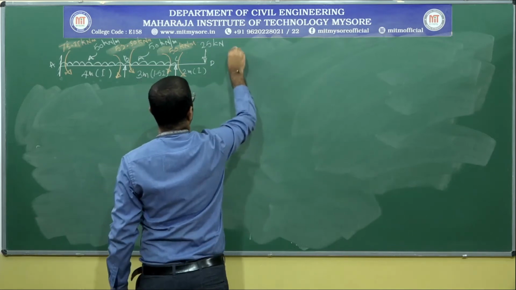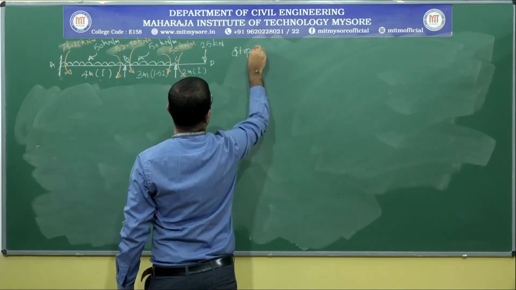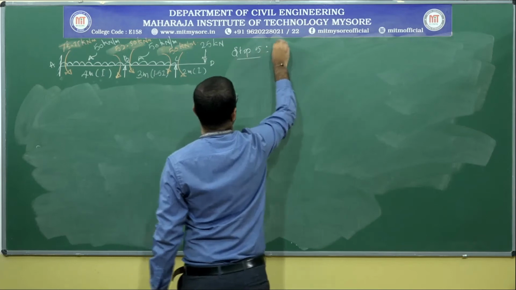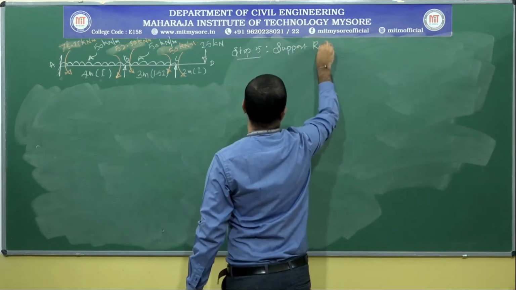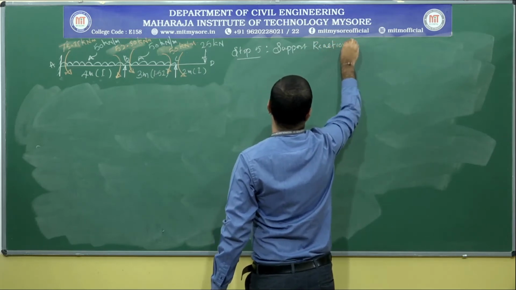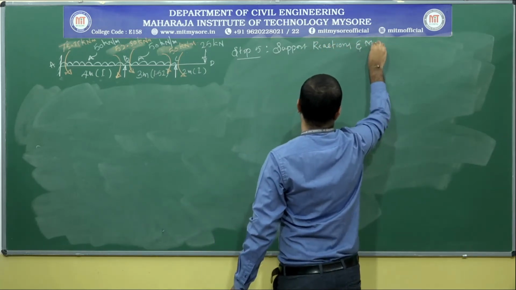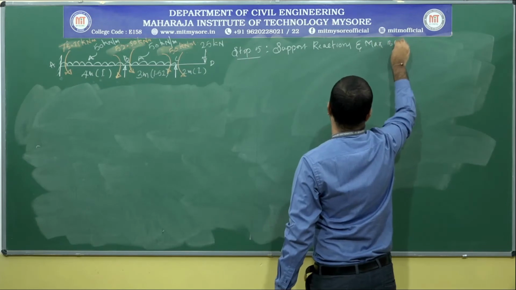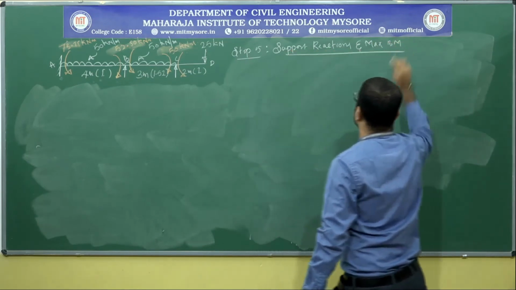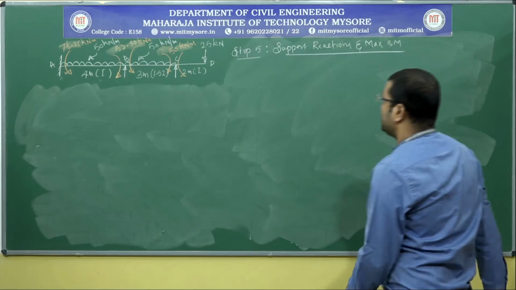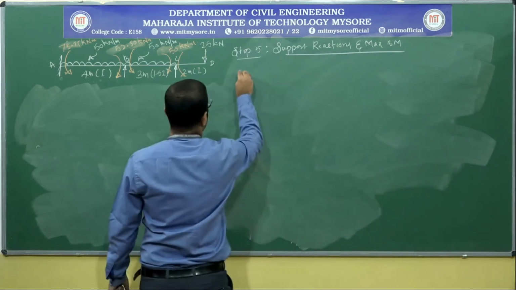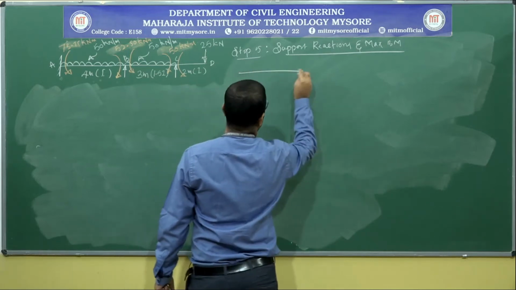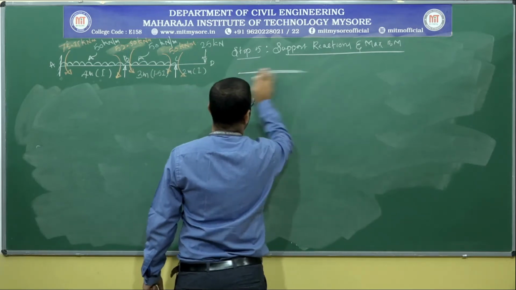See, step number 5: support reactions and maximum bending moments we can calculate. To do this, we need to consider each span separately. So let me draw the free body diagram of each span separately.